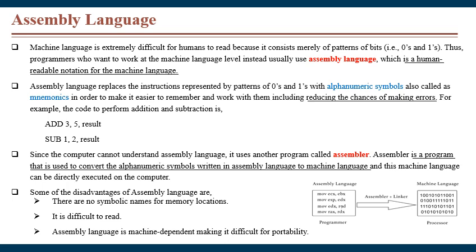For example, the code to perform addition and subtraction is: add 3, 5, and then display the result; sub 1, 2, and then display the result. Since the computer cannot understand assembly language, it uses another program called an assembler. An assembler is a program that is used to convert the alphanumeric symbols written in assembly language to machine language, and this machine language can be directly executed on the computer.